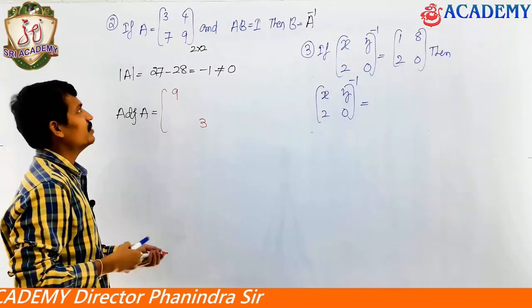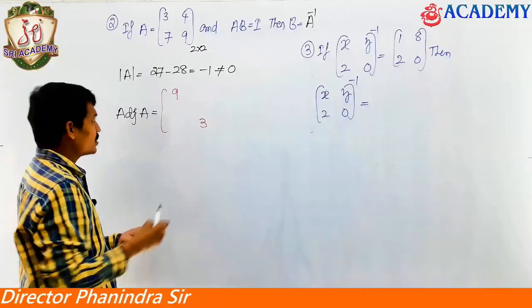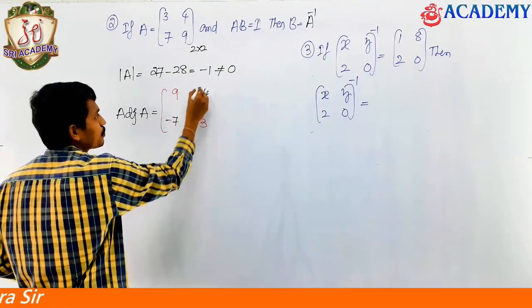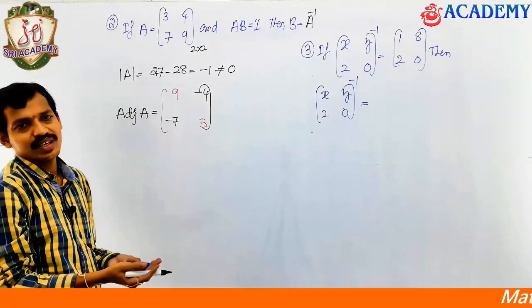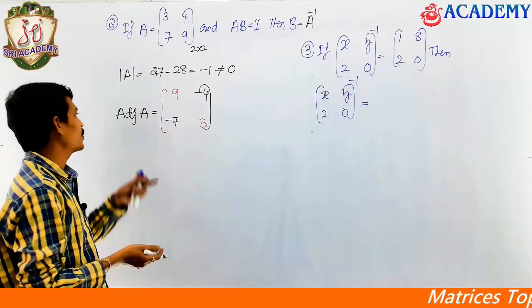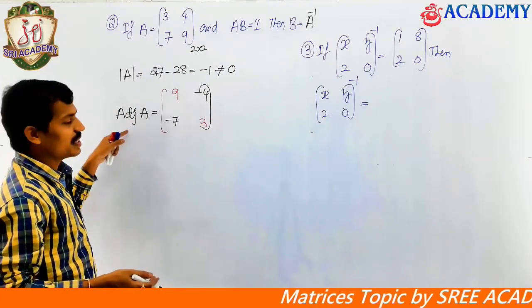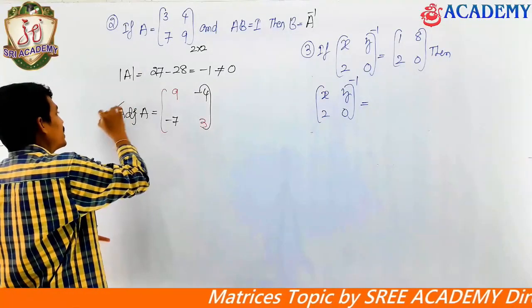Next, the remaining elements we multiply with minus. Here 4, here 7, here minus 4, here minus 7. Either you can find the cofactor matrix. After transposing the cofactor matrix you will get the adjoint matrix. If a 2 by 2 matrix is given, we can write the adjoint matrix like this directly.